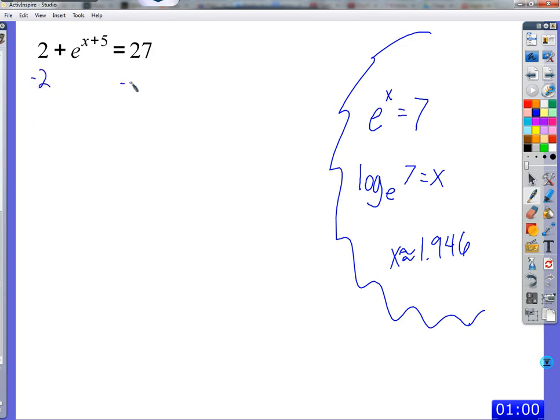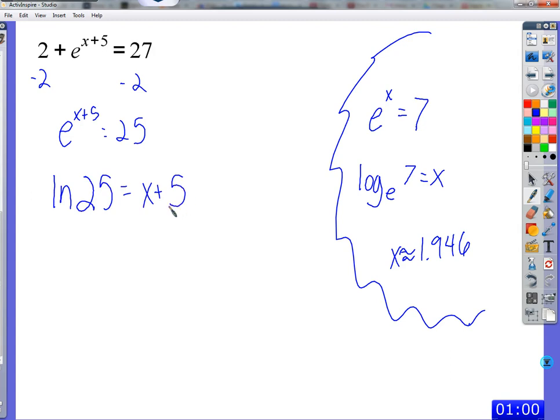Try e to the x plus 5 equals 25. This is almost exactly the same thing as e to the x equals 25, just with x plus 5. This seems okay, I think we can manage it. How would we rewrite this using logarithms? Log base e, natural log, of 25 equals x plus 5.